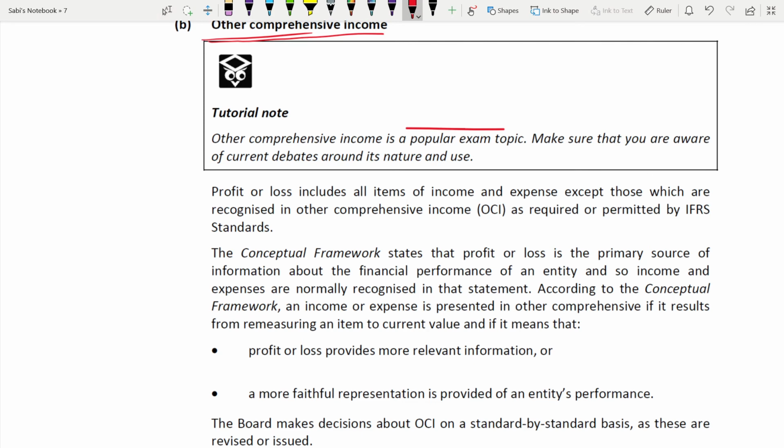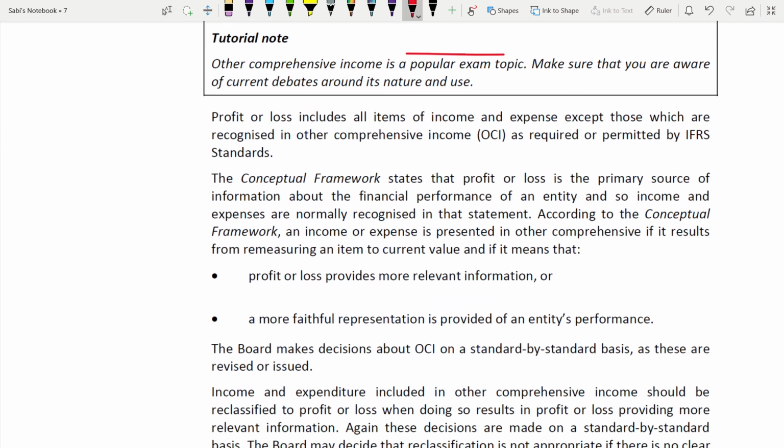Profit or loss includes all items of income and expense, except those which are recognized in OCI as required or permitted by IFRS standards. Something easy to understand, nothing to explain. The Conceptual Framework states that profit or loss is the primary source of information about the financial performance of an entity, and so income and expenses are normally recognized in that statement. According to the Conceptual Framework, an income or expense is presented in OCI if it results from remeasuring an item to current value and if it means that profit or loss provides more relevant information or a more faithful representation of an entity's performance. What does it mean?